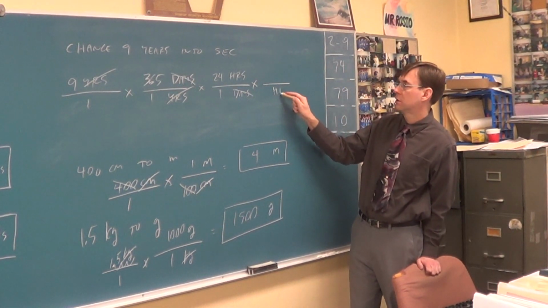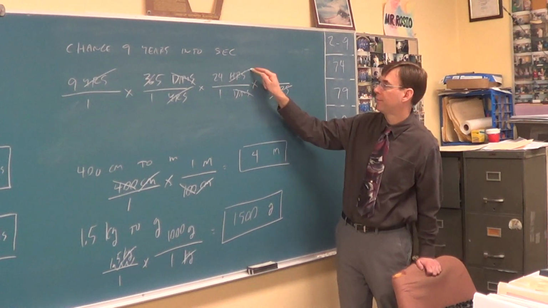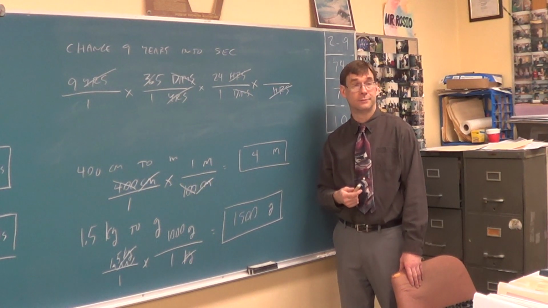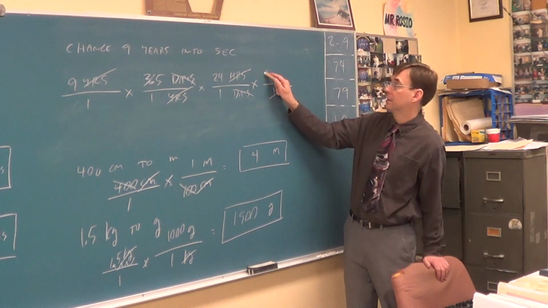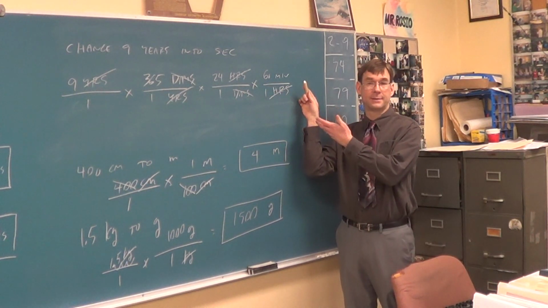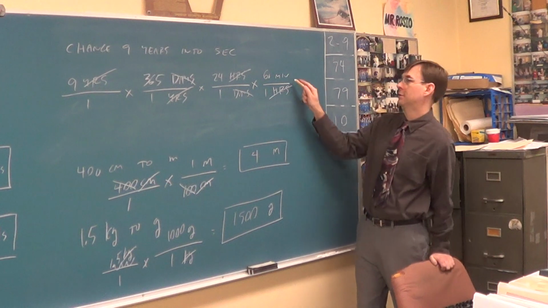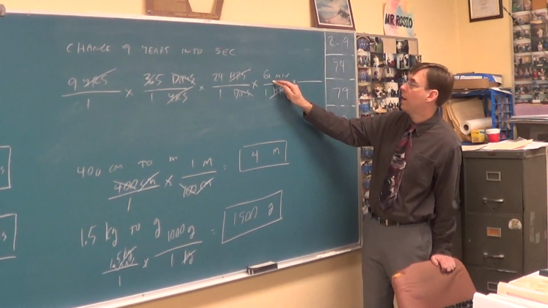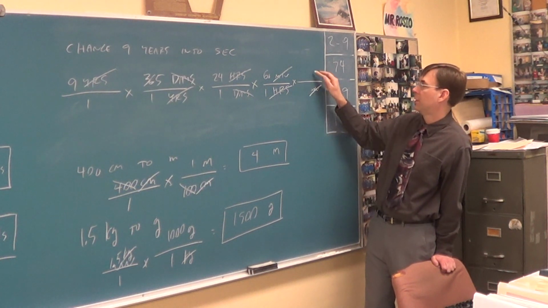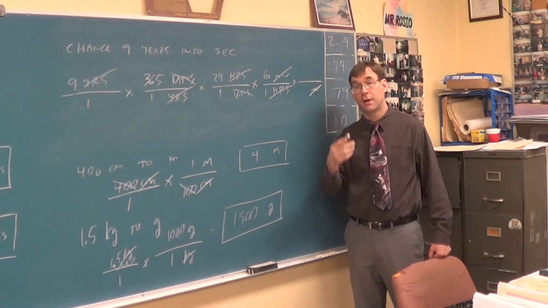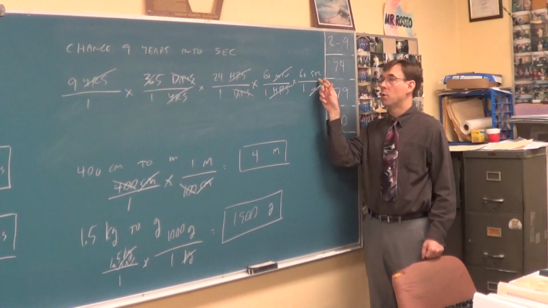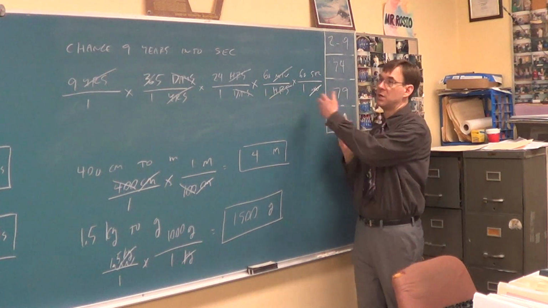We don't want hours. So we put hours on the bottom. What do you know about hours? 60 minutes equals an hour. 60 minutes make 1 hour. Is that where we wanted to get to, minutes? No, we're closer. So you go again. We don't want minutes. So we need to put it on the bottom. What do you know about minutes? 60 seconds. There's 60 seconds make 1 minute. Did we want seconds? Yeah, so now we just do the math.